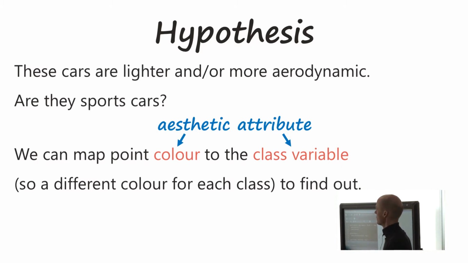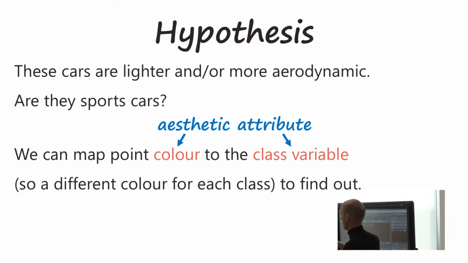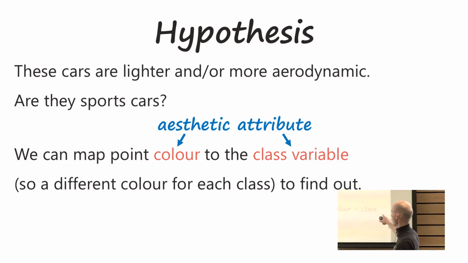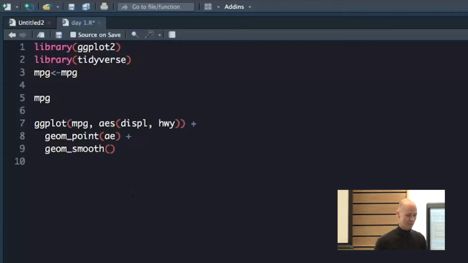So in order to do that, let's just talk through. As I said before, color is an aesthetic attribute of the shape. So arguments within the aesthetic wrapper, within the brackets, describe how the variable is mapped. So let's add color equals class inside our aesthetic wrapper, and this should give us a different color point.